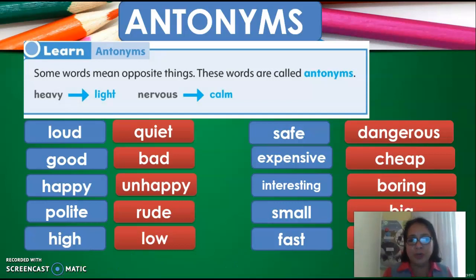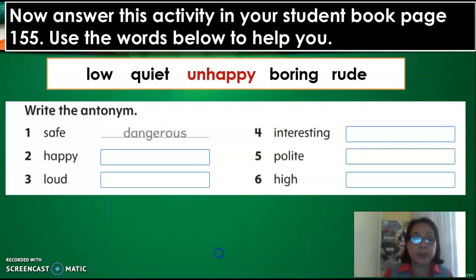Remember to use these words like that, okay? Opposites, antonyms. They mean the opposite. Loud, quiet, good, bad, happy, unhappy, polite, rude, high, low, safe, dangerous, expensive, cheap, interesting, boring, small, big, and fast, slow. Please study these words because you will use them in another activity.